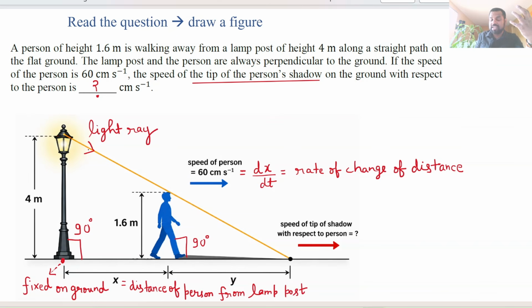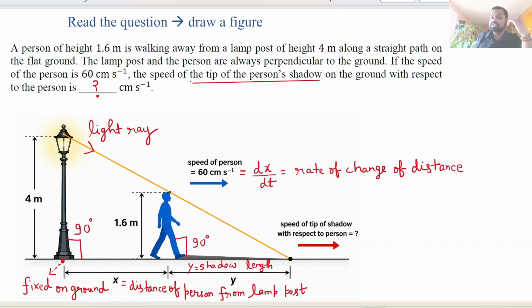So that light touching the top of the person, right? The straight line, and this is the shadow. So this is the shadow length, y. This distance from the person to the other point of the shadow on the ground, that is the shadow of the person, right? How long the shadow is, right?